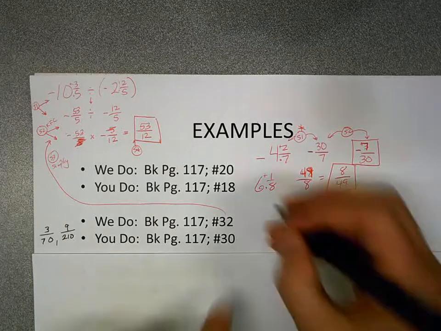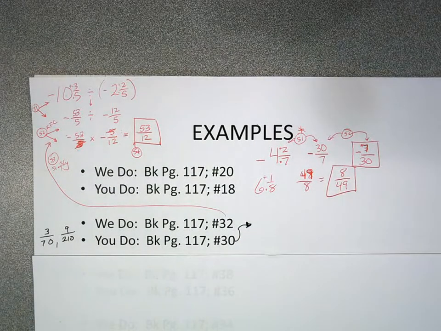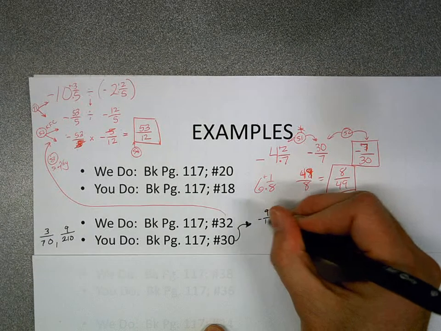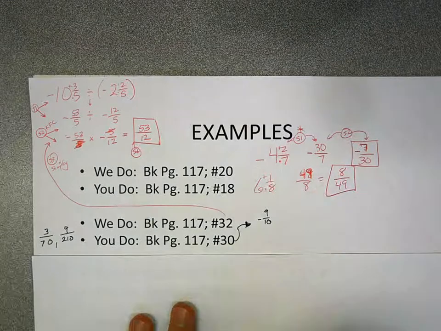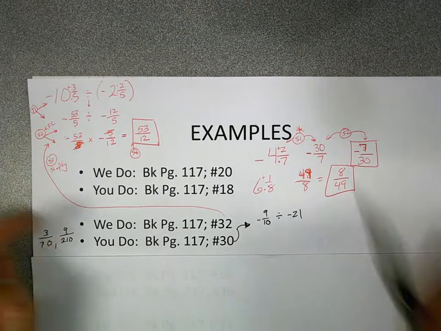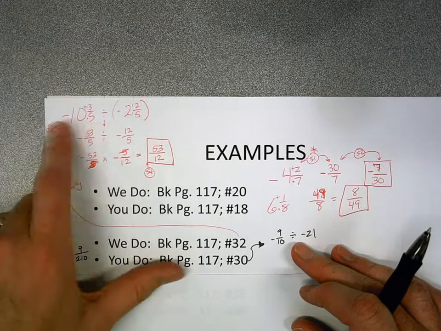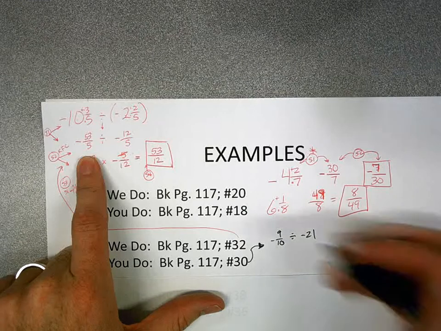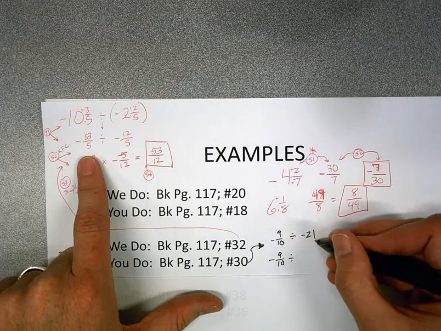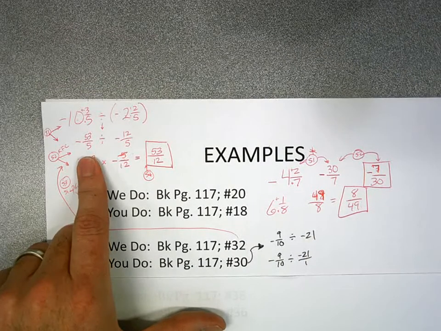Here we go. So for number 30, you had negative 9/10 divided by negative 21. First step is we're going to change any mixed numbers to improper fractions. The nice part is that's not a mixed number. I'm going to go ahead and keep it as negative 9/10. Now, while this isn't a mixed number, obviously it's a whole number. Make it into an improper fraction.